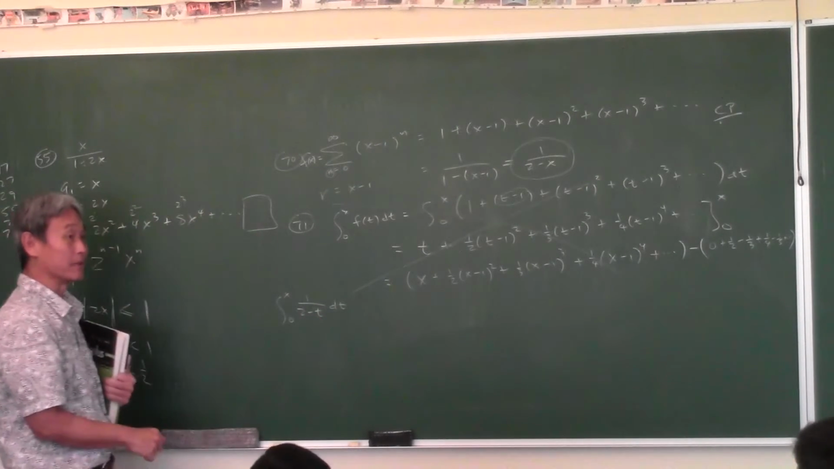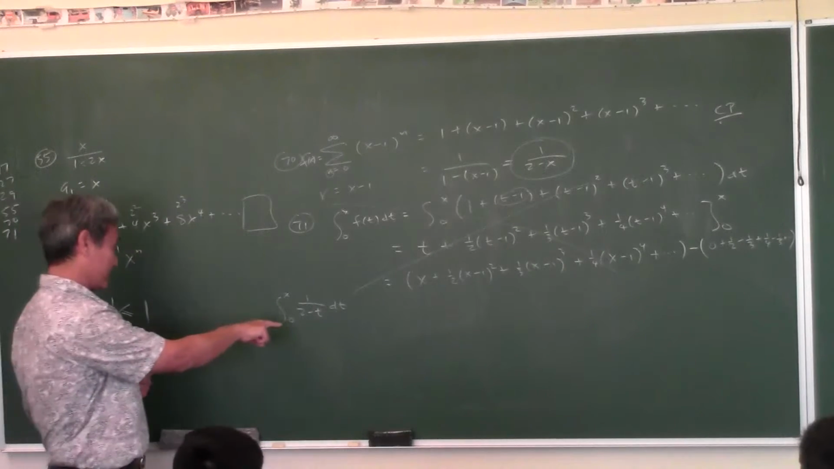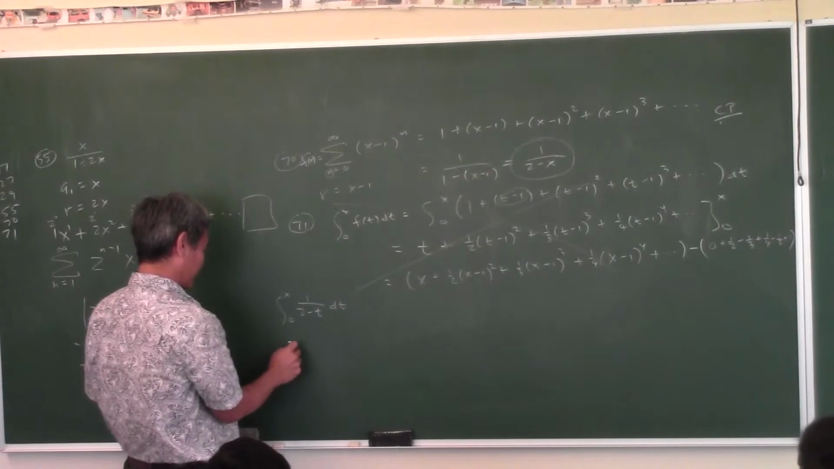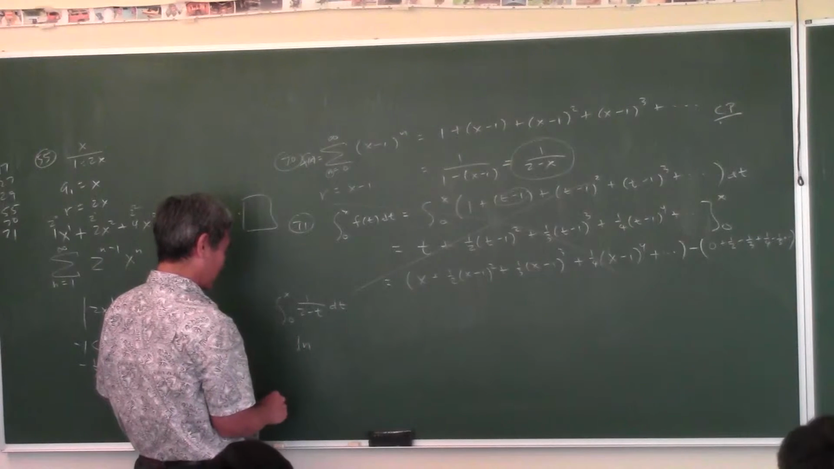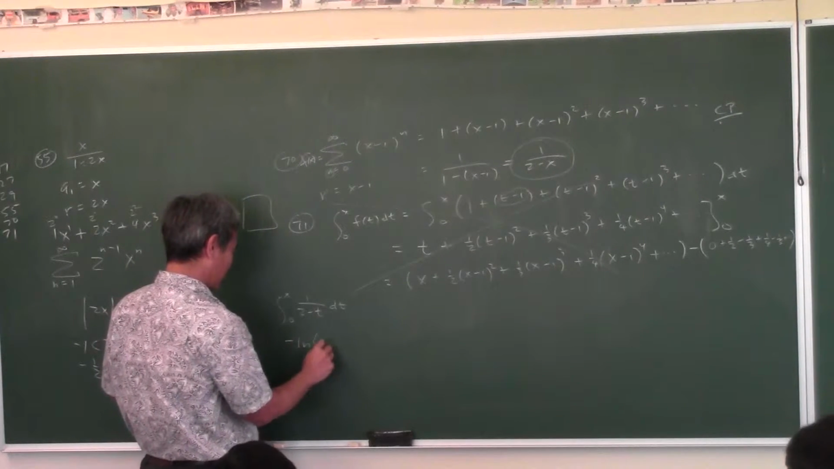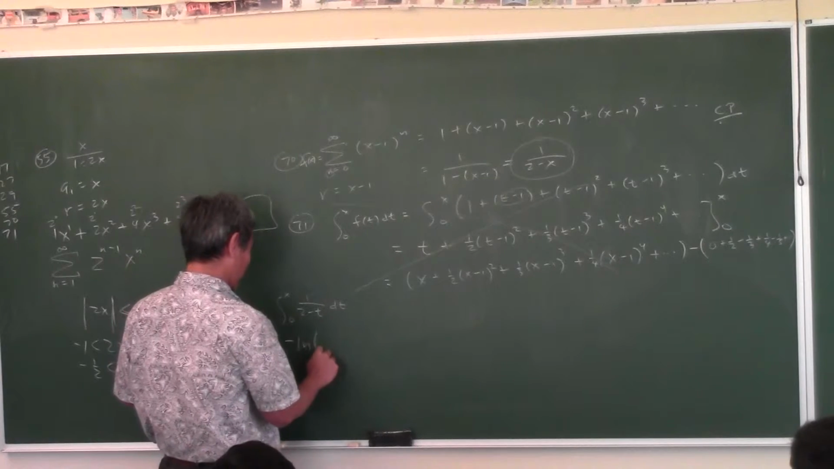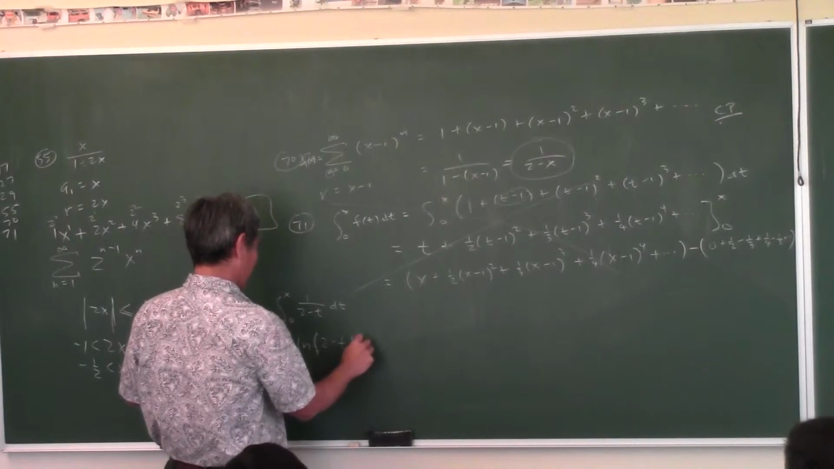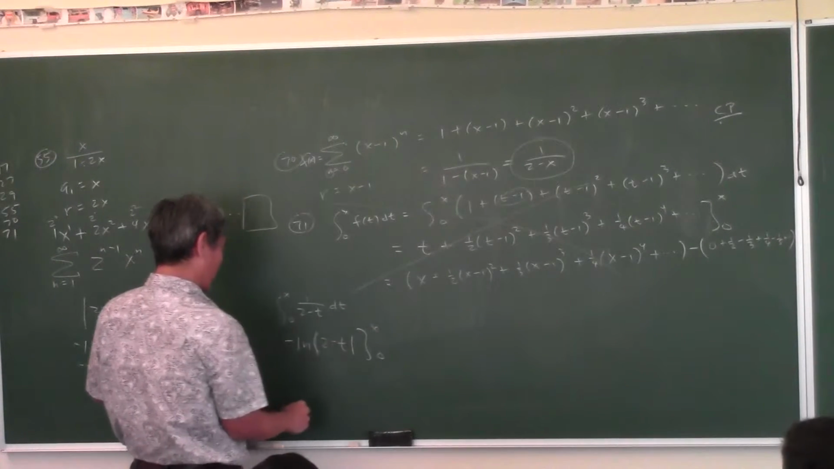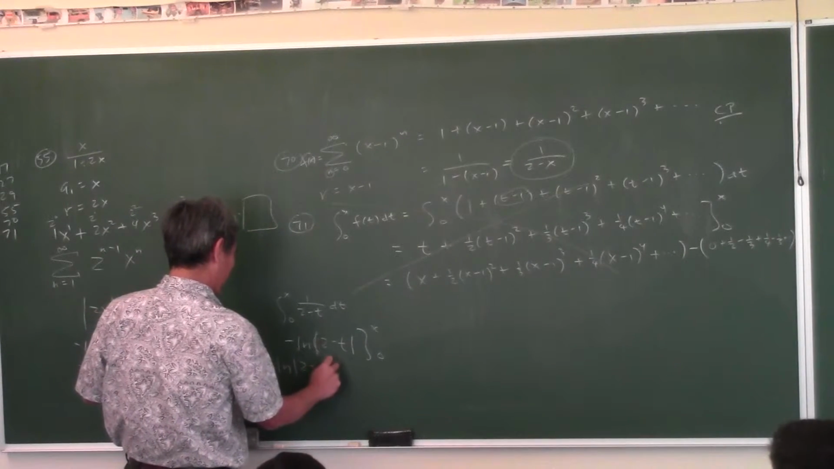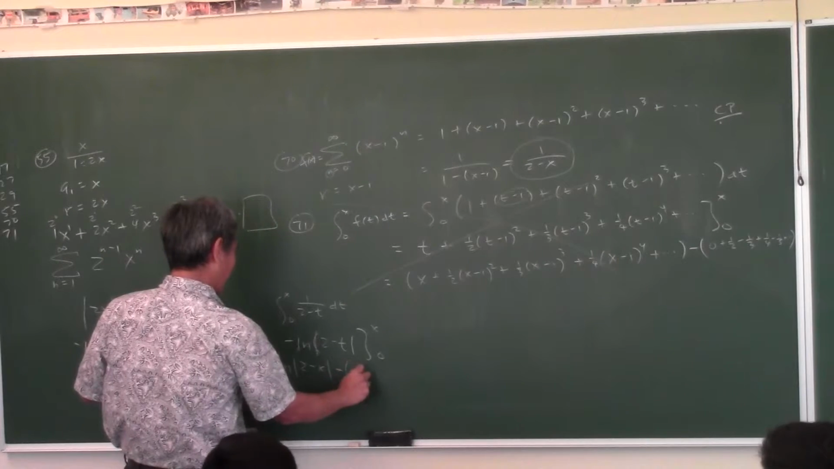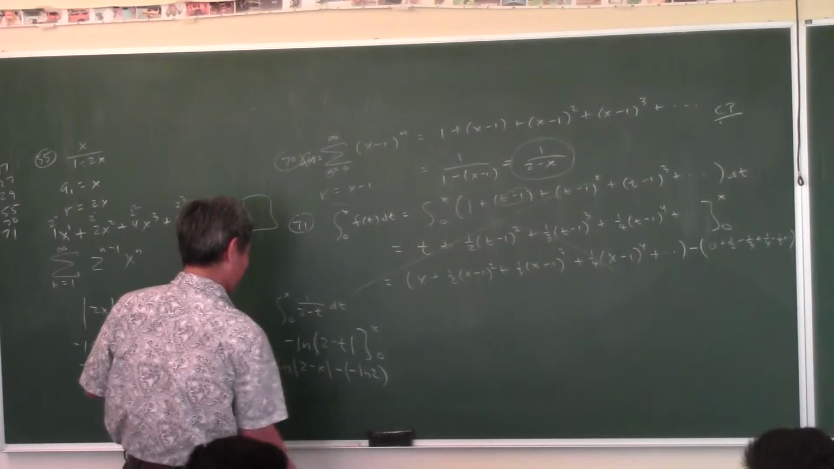Okay, I'm going to call on somebody. Kurumaro, antiderivative of this. Negative ln of the absolute value of 2 minus t, from 0 to x. Okay, plug in the top. Negative natural log, absolute value of 2 minus x, minus negative natural log 2.